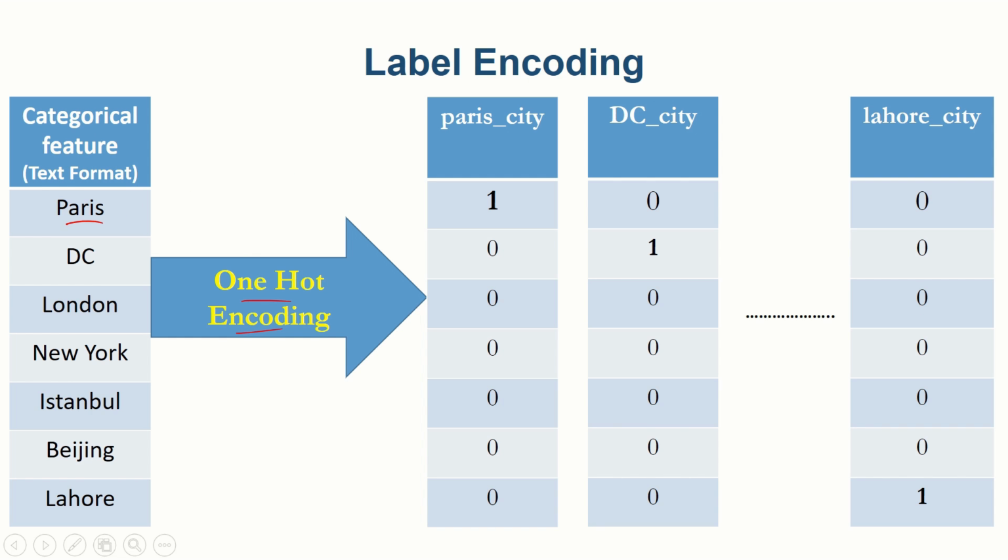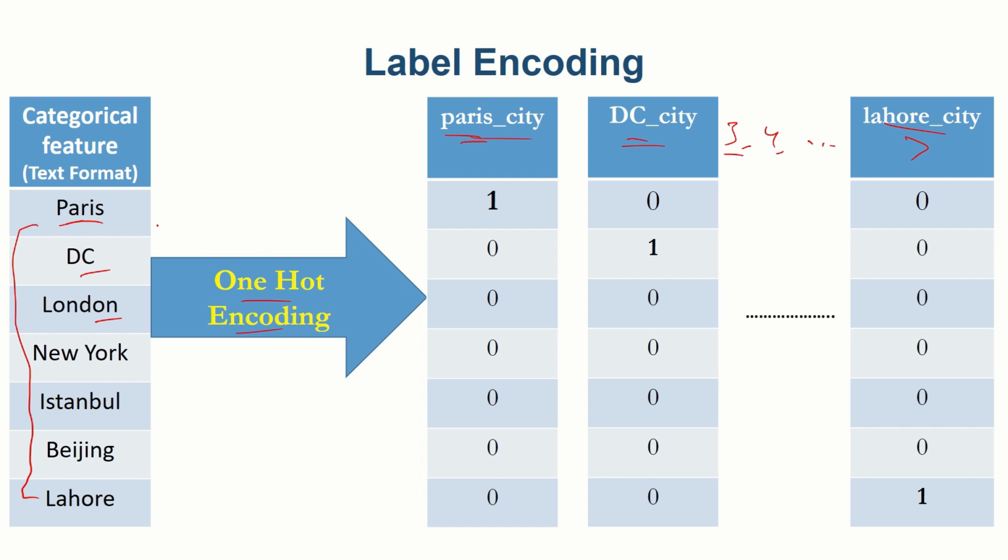So let's say we have Paris, right? Let's say we have 7 features in our record. So there will be 7 new columns, right? 1, 2, then 3, 4, 5, and so on. 7 new columns, right? Every column will have a prefix as the value of the row. So let's say the first row is Paris, so Paris underscore city, okay, then DC underscore city, then London underscore city, and so on, and finally Lahore underscore city.